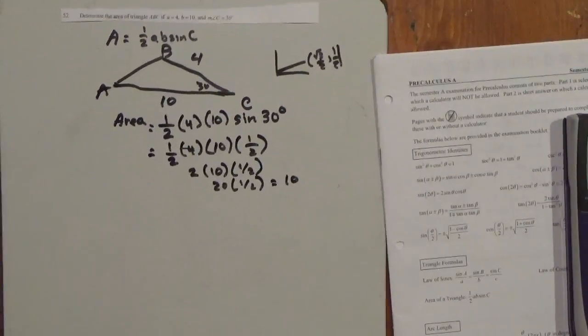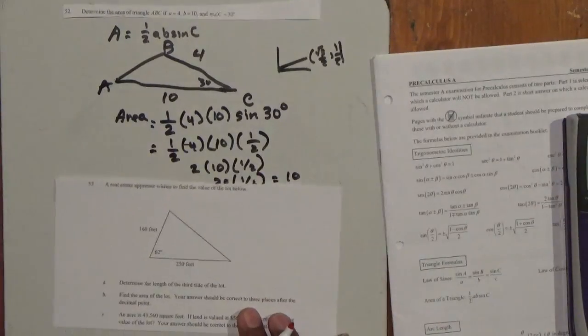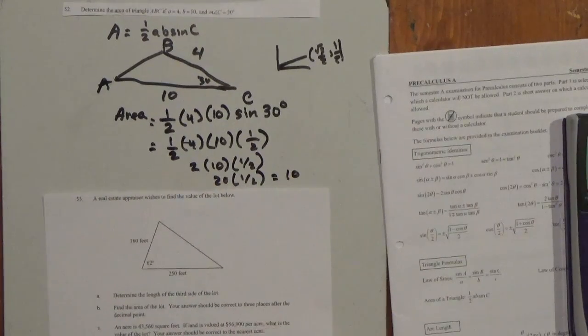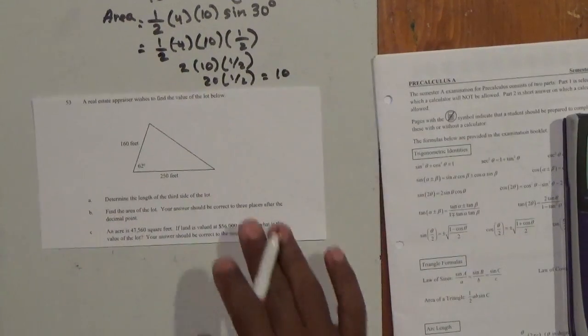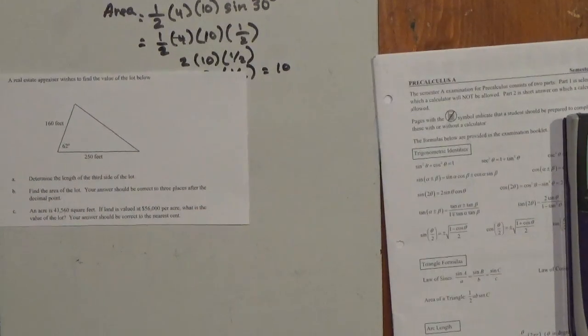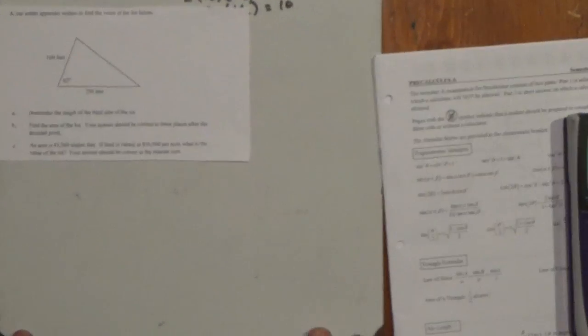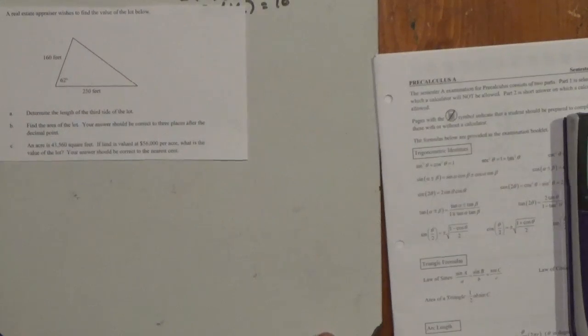All right, the next problem, similar, we're going to find the area, but we're also going to use law of cosines. So let's jump right into that. A real estate appraiser wishes to find the value of the lot below. Determine the length of the third side of the lot. Find the area of the lot. Your answer should be correct to 3 decimal places.